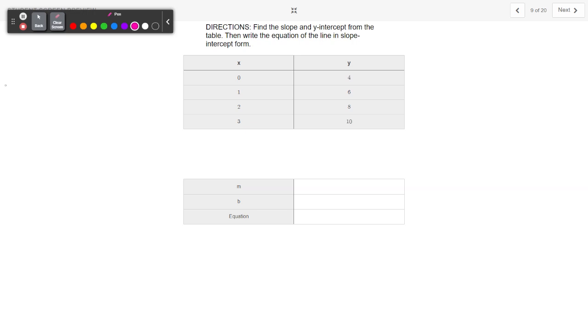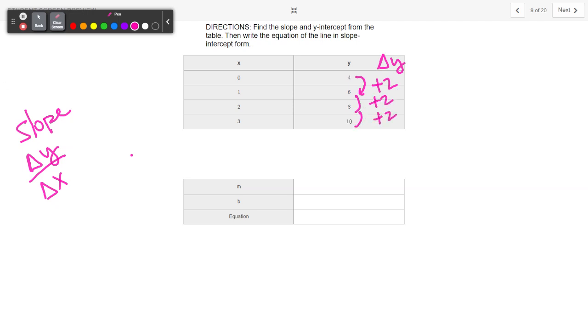So the slope is going to be, slope is change in y divided by change in x. So my y is on the right-hand side. So my change in y is going to be how much it changes. From 4 to 6, I go up 2. From 6 to 8, I go up 2. From 8 to 10, I go up 2. So my change in y is plus 2.